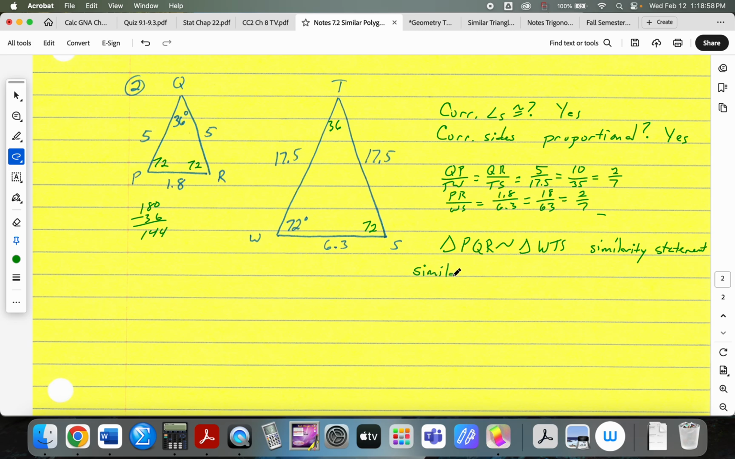And the similarity ratio is what? It's 2 to 7. We already found that.